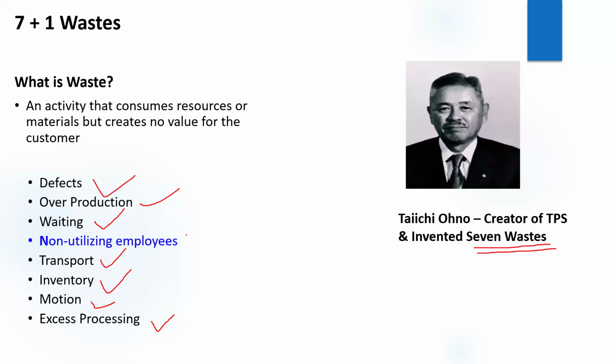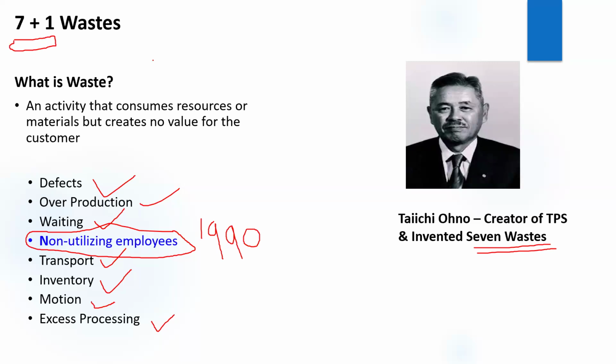And this waste, non-utilization of human talent, non-utilizing the talent of the employees, was identified, I think, in the 1990s by the Lean community. These 7 wastes were identified by Taiichi Ohno, and hence I never write 8 wastes. I write 7 plus 1, because 7 were identified by Taiichi Ohno and 1 was identified by the Lean community.